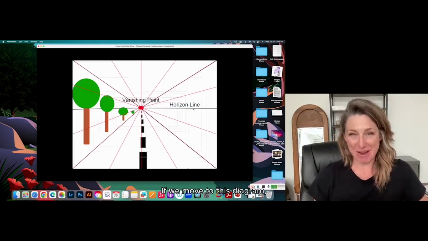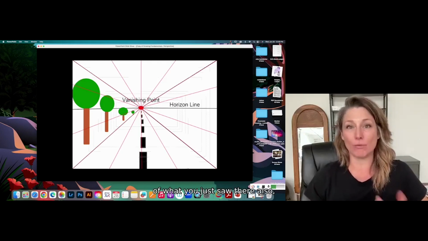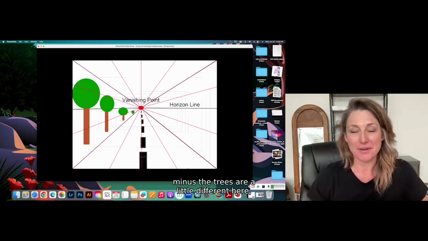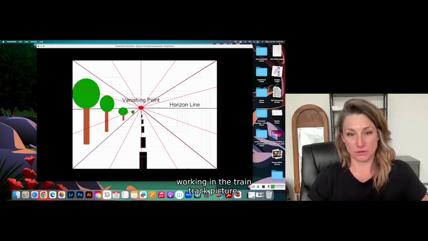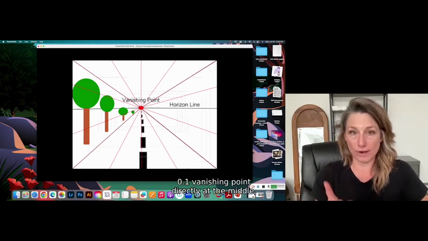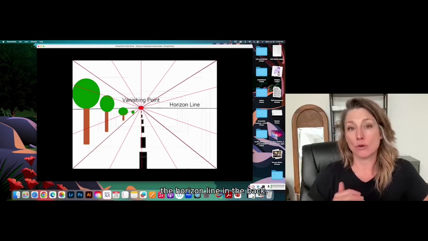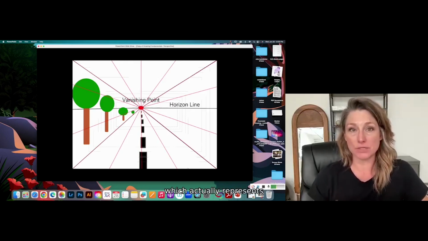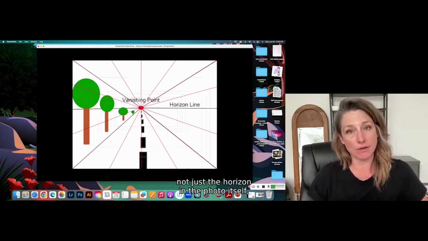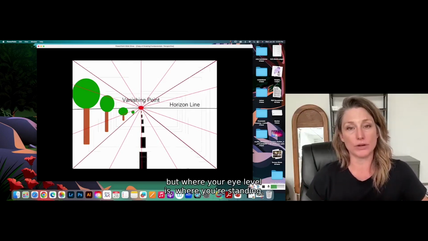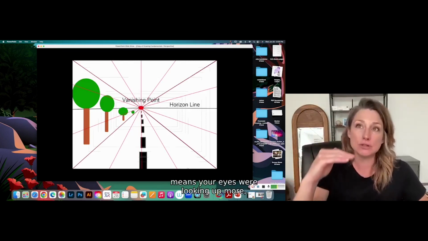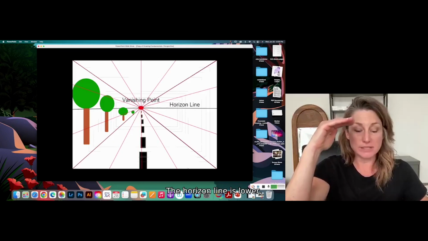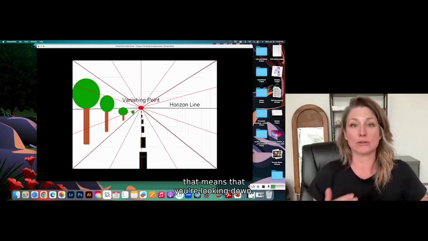If we move to this diagram, which is basically just a graphic rendition of what you just saw there, minus the trees being a little different here, it gives you another idea of how 1-point perspective was working in the train track picture. Okay, so you had one vanishing point directly at the middle, and the horizon line in the back, which represents not just the horizon in the photo itself, but where your eye level is, so where you're standing. For example, if the horizon line is higher, that means your eyes were looking up more. If the horizon line is lower, that means that you're looking down.